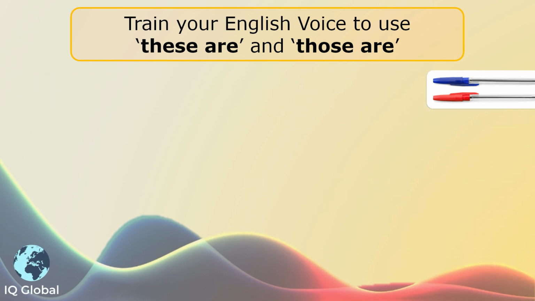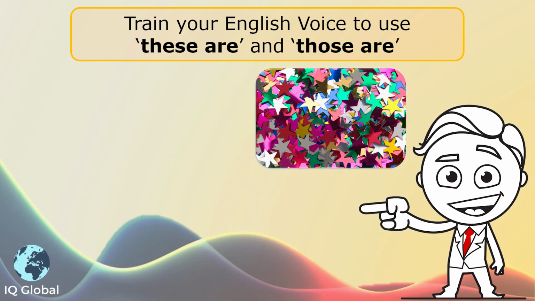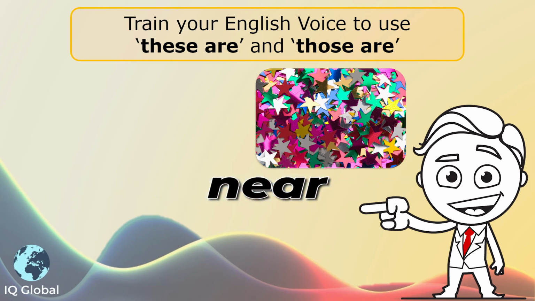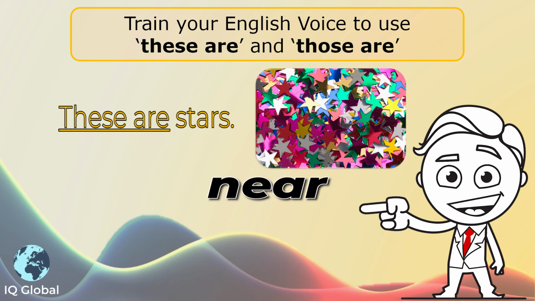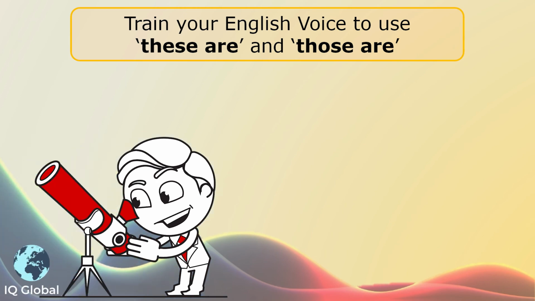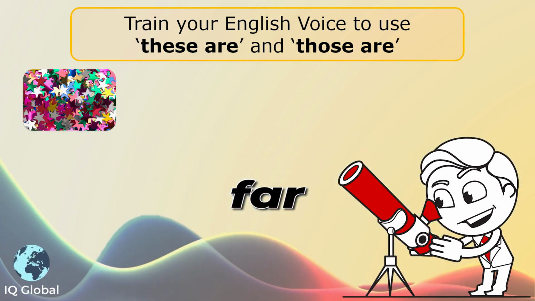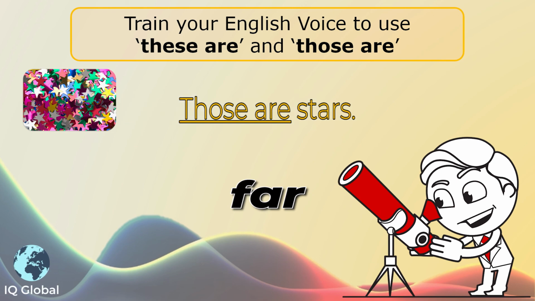Let's have a look at one more example. I have these stars. Now there's more than one, so it makes it plural. If they are near to me, I say, these are stars. If these stars were far from me, I would say, those are stars.